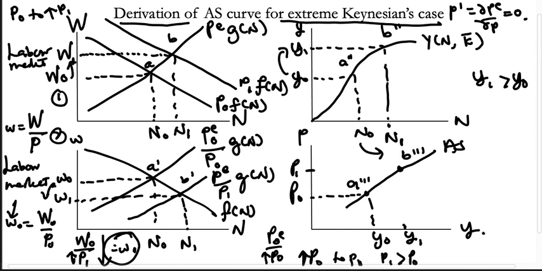So that's what happened. In the second graph here, you can see labor supply shift from PE naught over P naught GN to PE over P1 GN. So you can see employment increases. Employment increases, output produced increases, and then supply moves along the curve from A triple prime to B triple prime. Alright, so that's for the extreme Keynesian case.